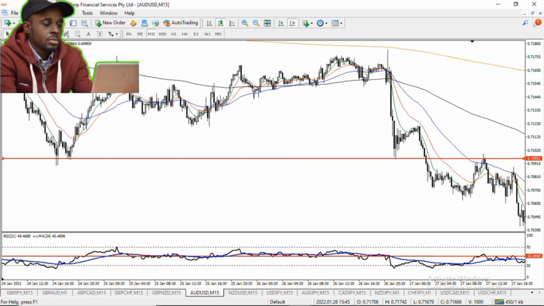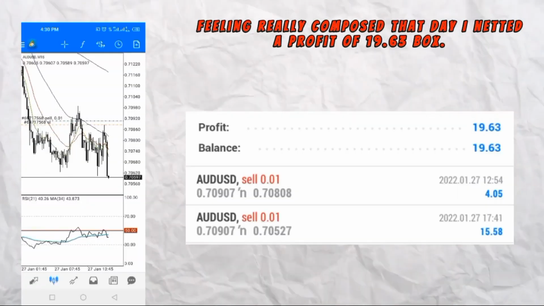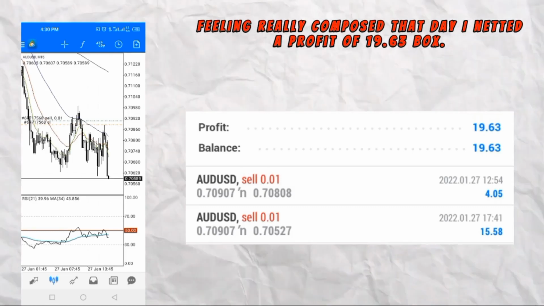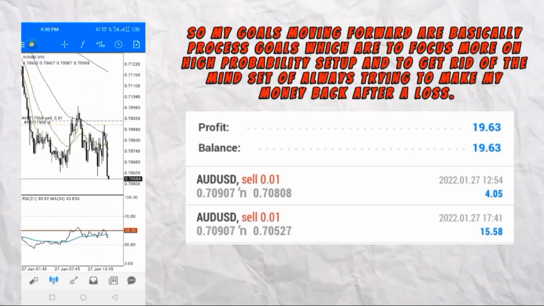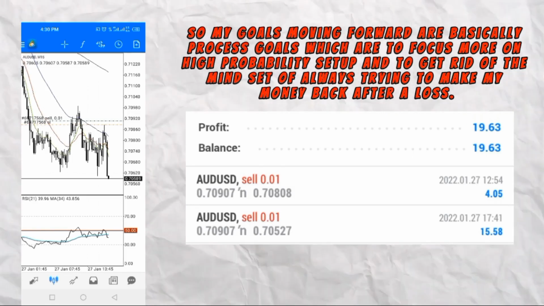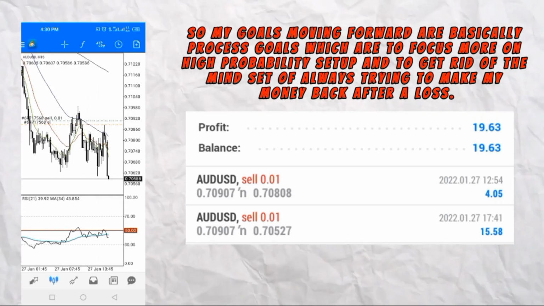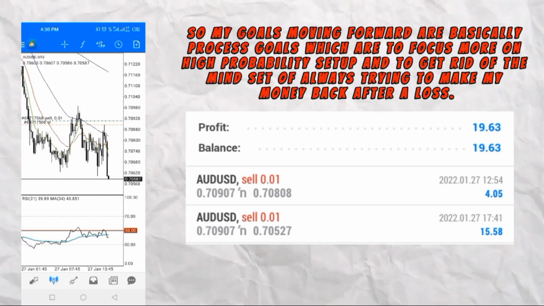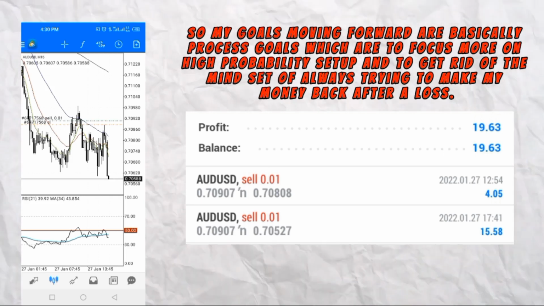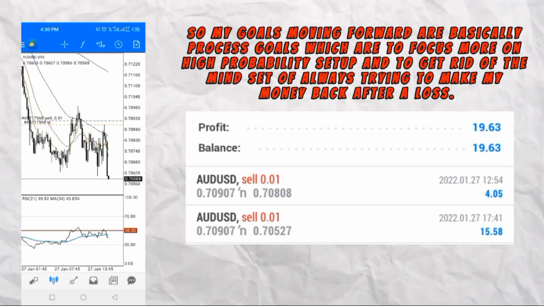My last trade for the month was on the Australian dollar US dollar pair. All but one criteria was ticked. The only omitted criteria was the presence of the bullish divergence. Feeling really composed that day, I netted a profit of 1963 bucks. So my goals moving forward are basically process goals, which are to focus more on high probability setups and to get rid of the mindset of always trying to make my money back after a loss.